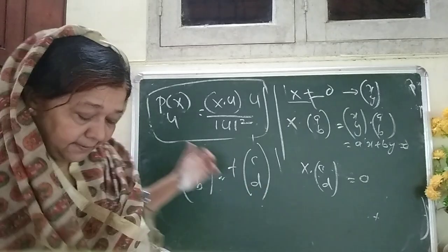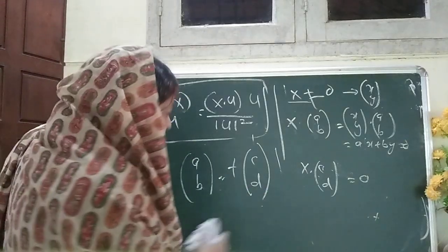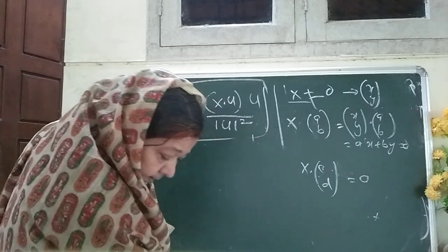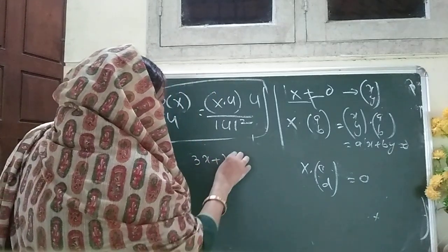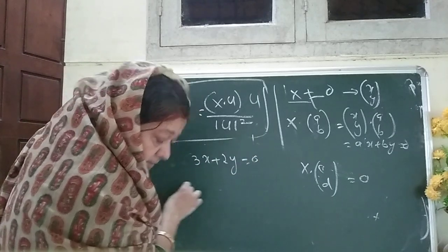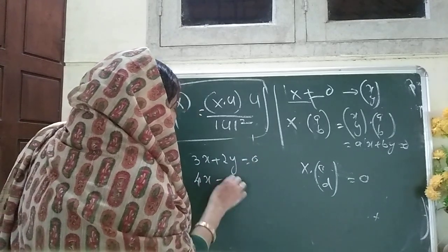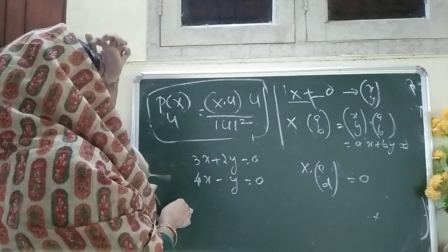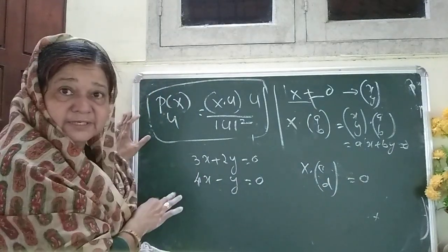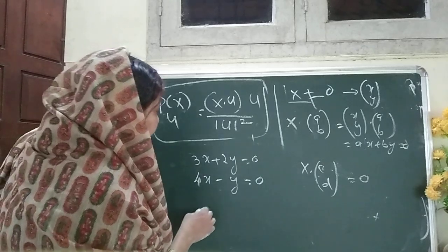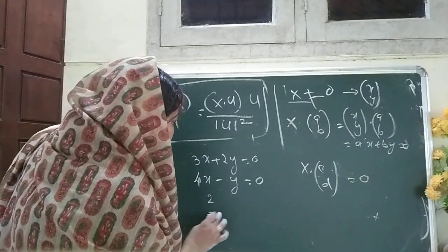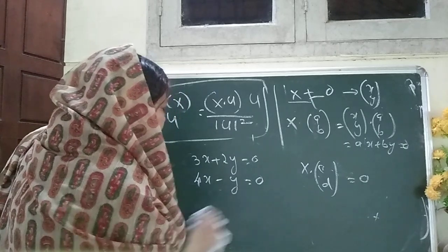For example, let us see. Find a solution of the equations 3x plus 2y equals 0 and 4x minus y equals 0. We can see that it has a trivial solution, x equal to 0, y equal to 0. So, what is (a, b)? (a, b) equals (3, 2).